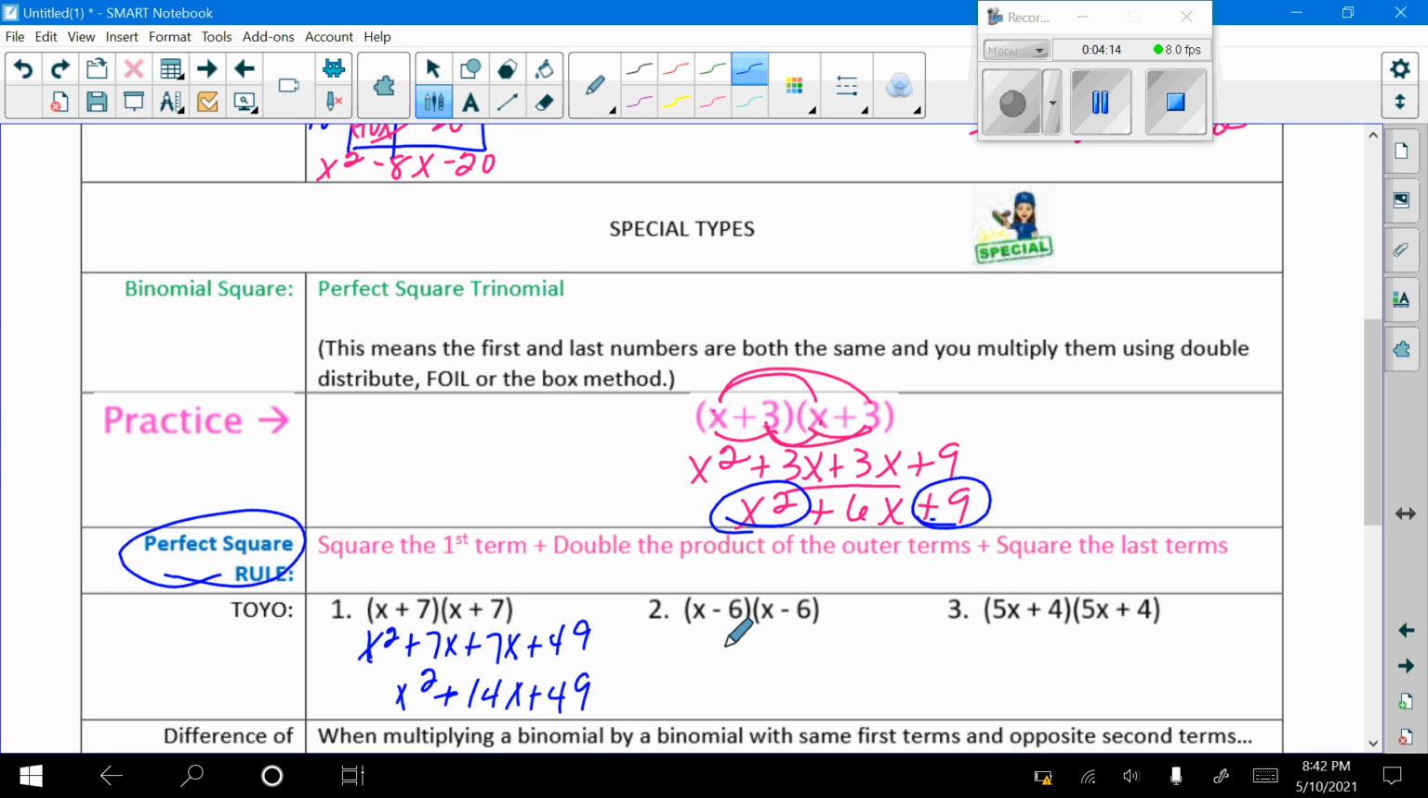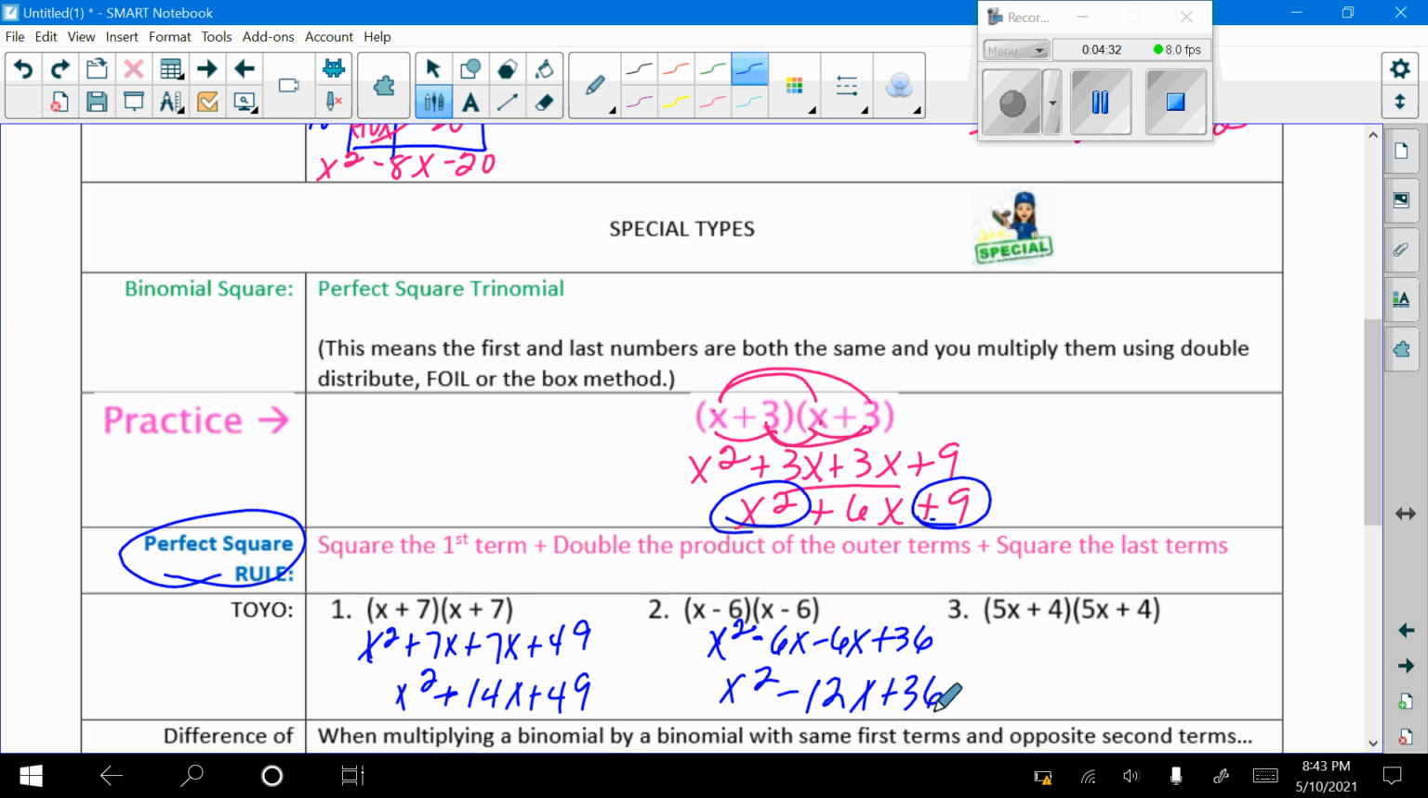This is the same thing. I'm going to have an x squared minus 6x minus 6x plus 36. So x squared minus 12x plus 36.